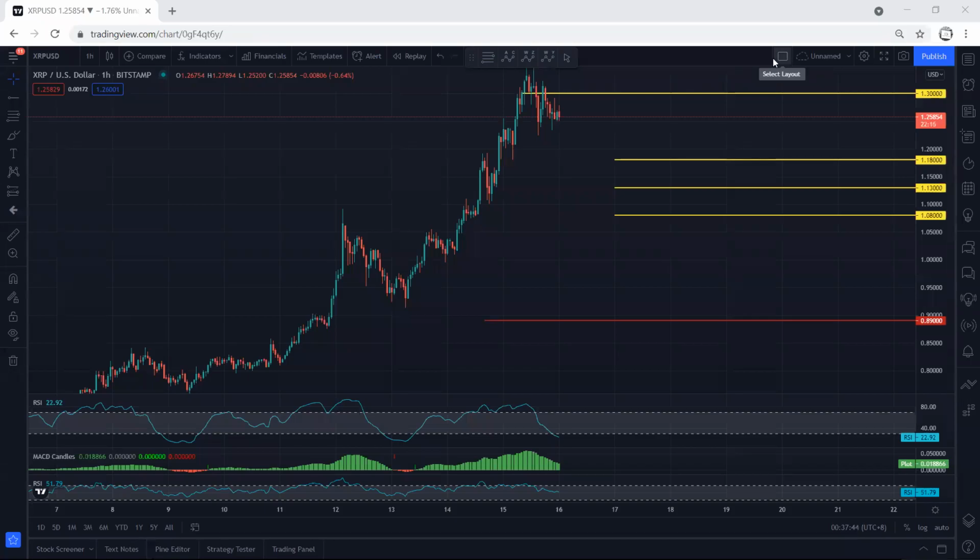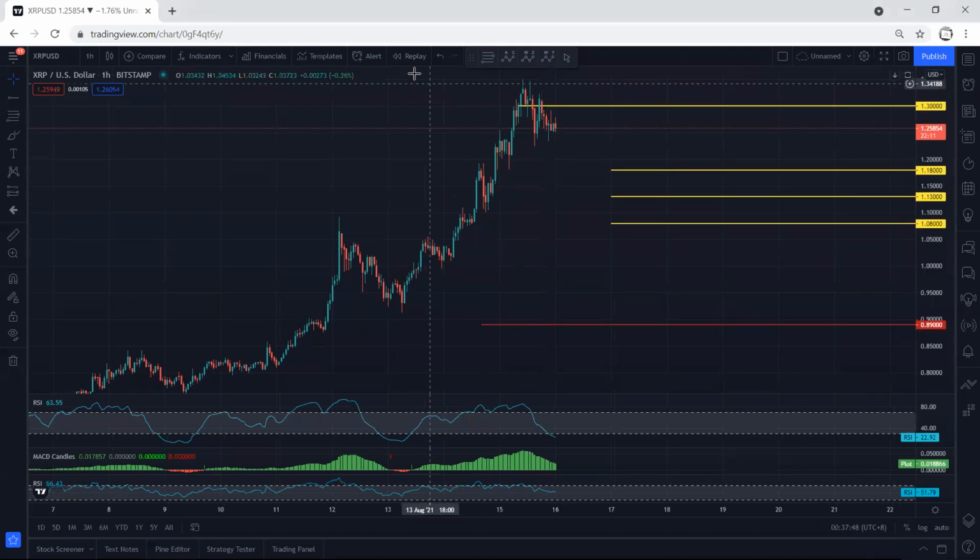XRP, we start with the 1 hour chart. I want to give a quick update. If you refer to my last analysis, since the price was within this move, I mentioned I want to see the breakout of 1.3. As we can see, the price tagged it, there was a breakout, and then we got the reversal.